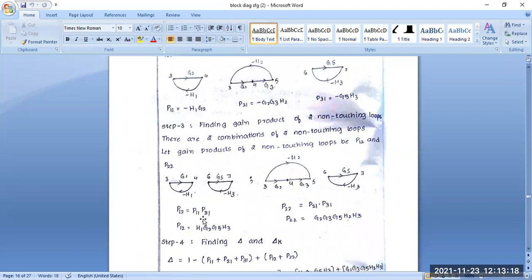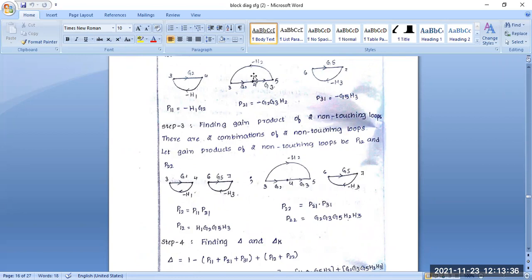And what is the value of P11? This one, and P31, this one. So we have to put these values in from here. The result is P12 equals H1, G2, G5, and H3. Clear? Next, another non-touching loop.